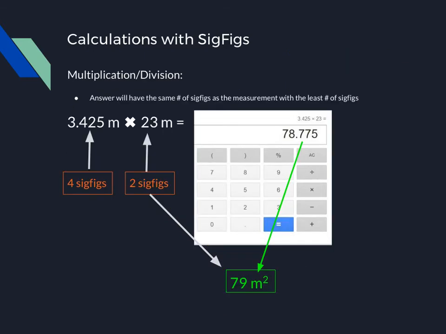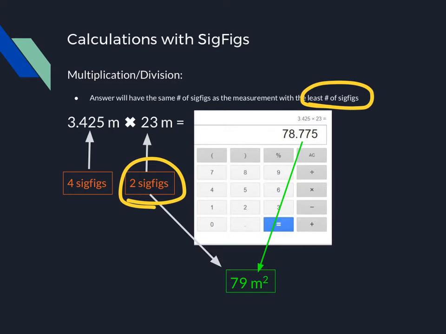When we are doing multiplication or division with sig figs, the rule is that we have to look at the total number of sig figs. So our answer will have the same number of sig figs as the measurement with the least number of sig figs. If I look at my 2 numbers, 3.425 and 23, 3.425 has 4 sig figs. 23 has 2 sig figs. 23 has fewer sig figs, so our answer has to match that.